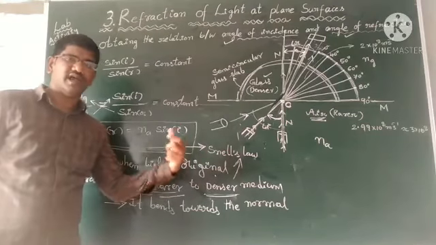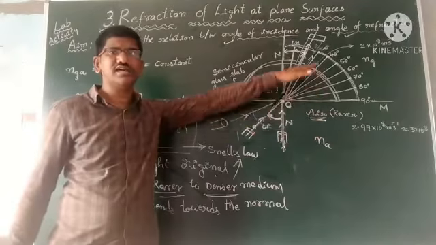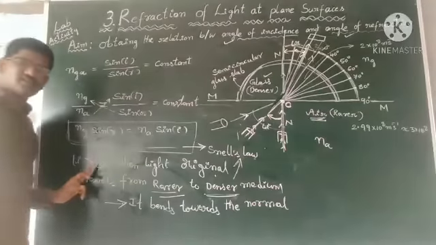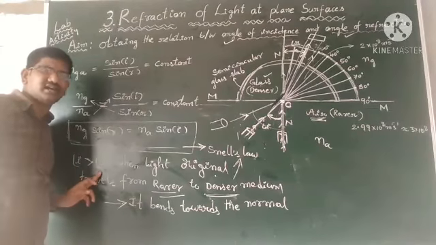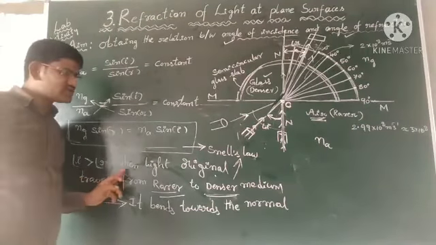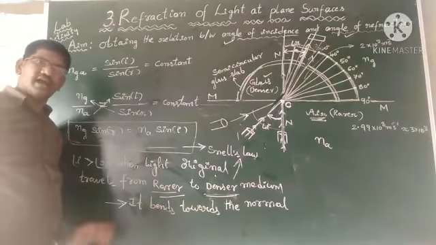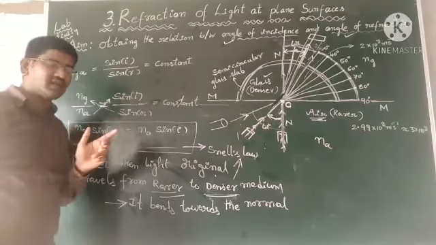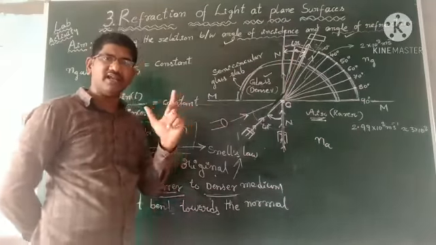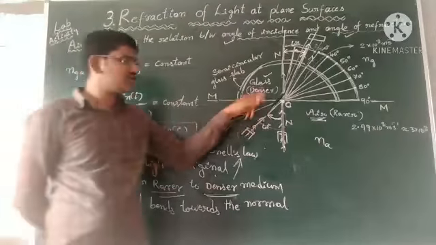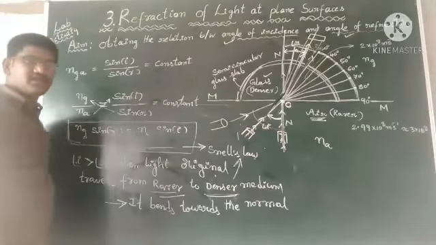And whenever the light ray goes from rarer to denser, the angle of incidence is greater than the angle of refraction. Angle i is greater than angle r when the light ray travels from rarer to denser. And also we found that it is bending towards the normal. The process of bending of the light ray at the interface of the two media is called refraction. That also we have seen here.